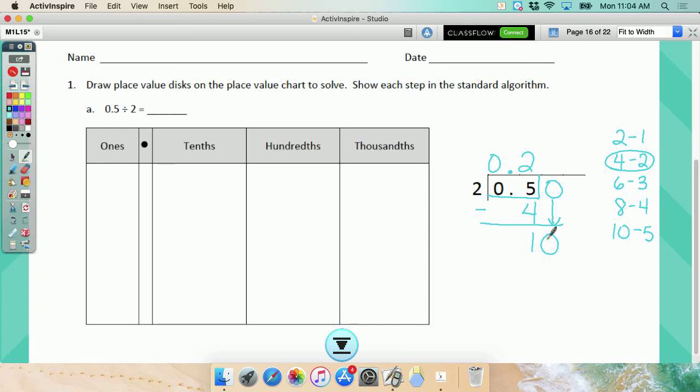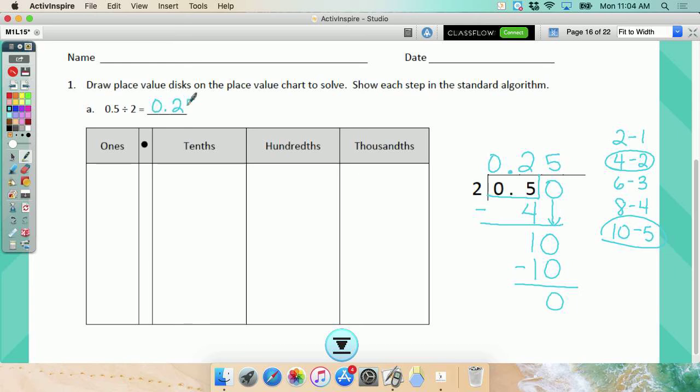Okay, which number over to the side? Boys and girls, just tell me. 10. Isaac is gone, right? How about this person? Lauren, are you here? Which number do I write on top? The 5. So my answer to this problem is what? 0.25. So 25 hundredths.